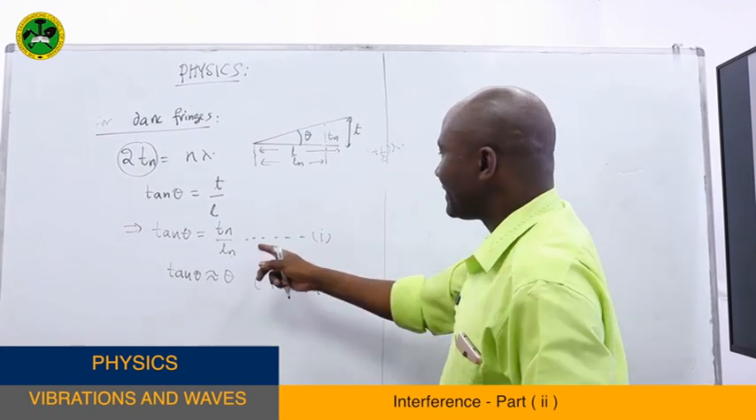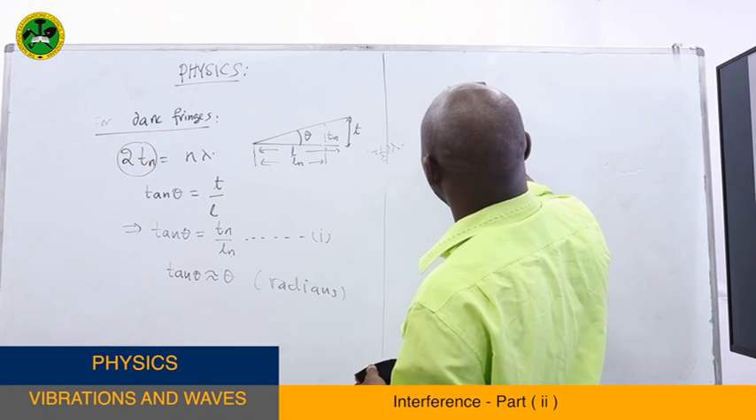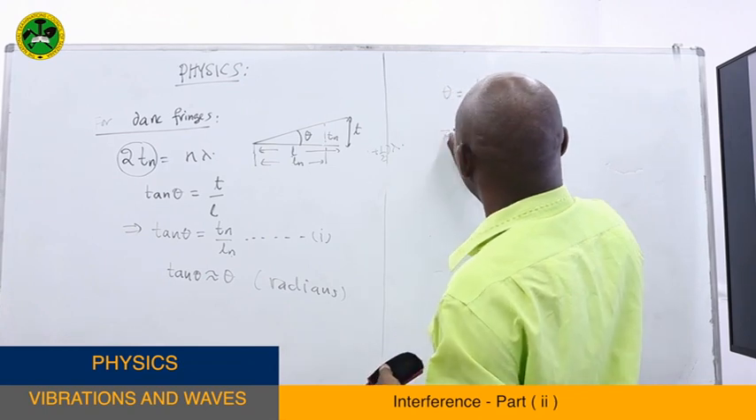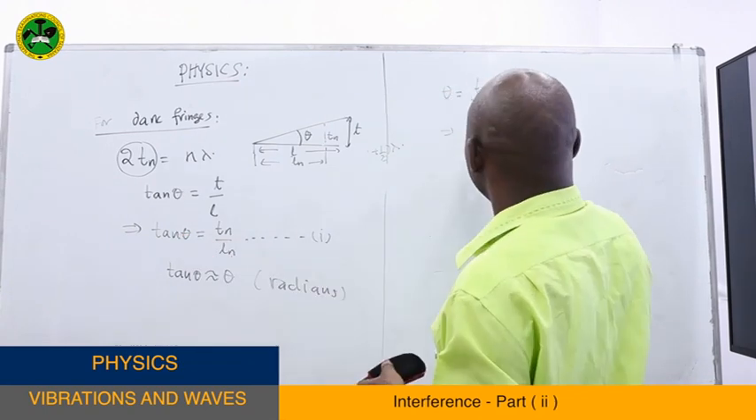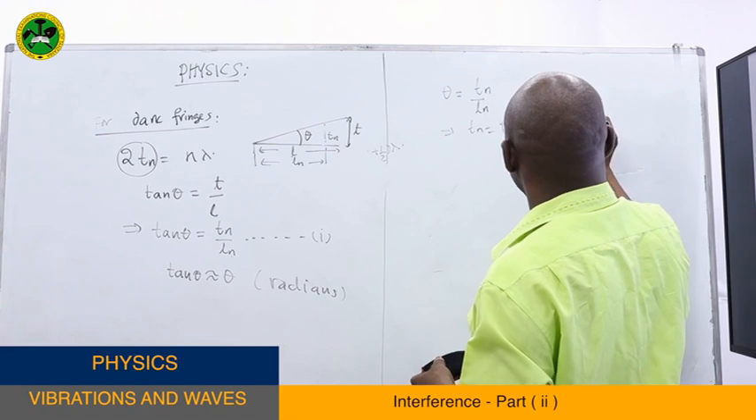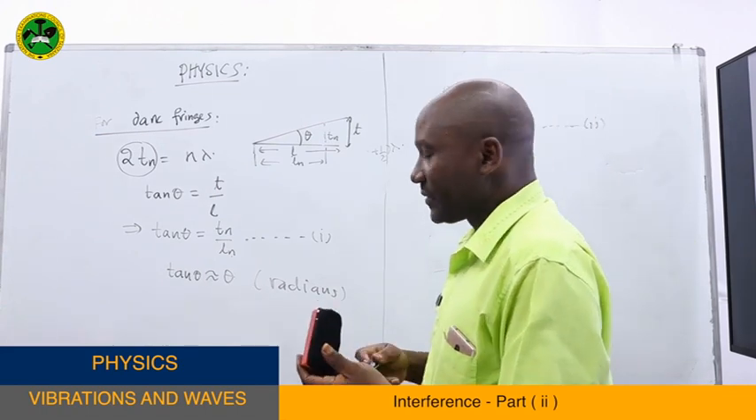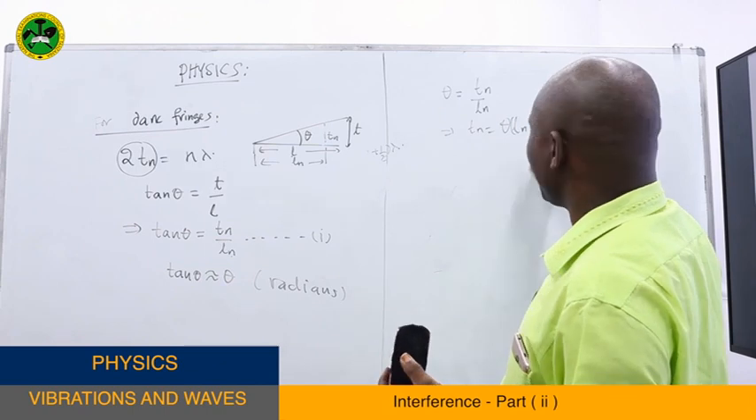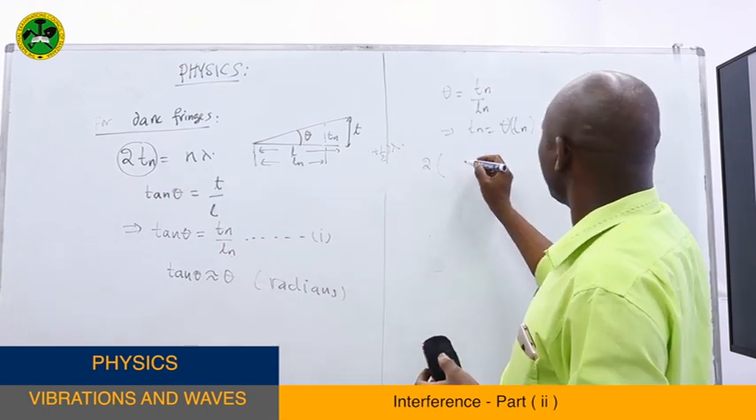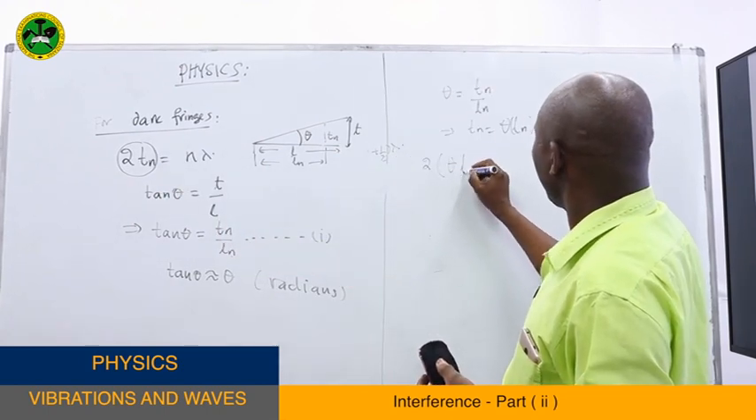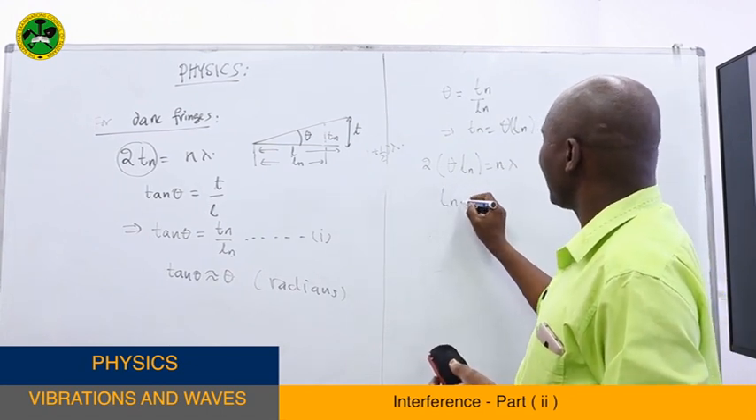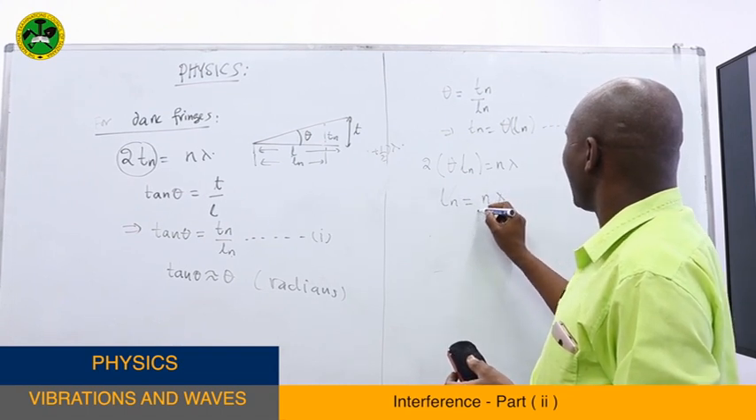From question number 1 you have theta equals Tn over Ln. From there you can make Tn the subject: Tn equals theta Ln. Take this as equation number 2. If you substitute equation number 2 in here, we have 2 brackets Tn, which is theta Ln, equals n lambda. So you can find now Ln equals n lambda over 2 theta.